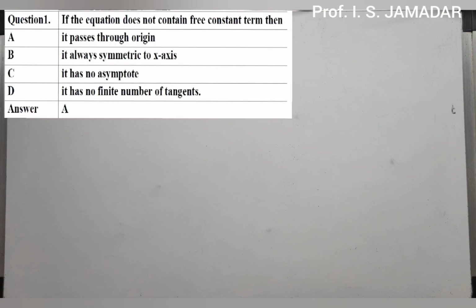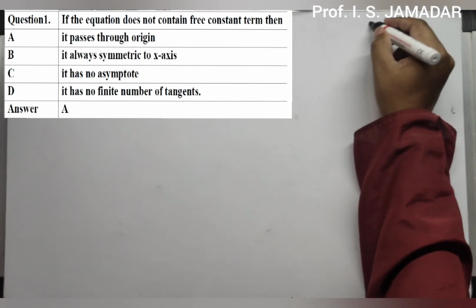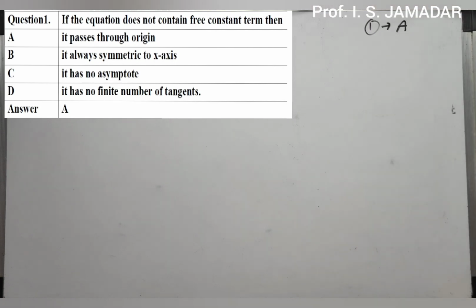Question number 1, basic question. If the equation does not contain a free constant, meaning the term which is free from variables is not there in the equation, then that curve is passing through origin. Obviously it must pass through origin. So option A is the answer for question number 1.